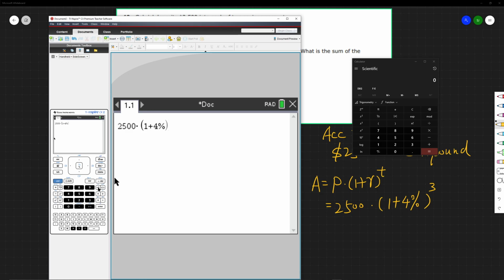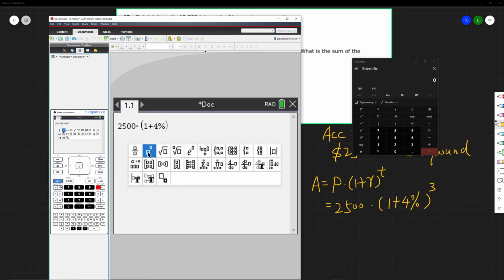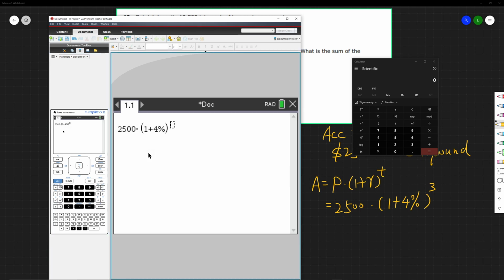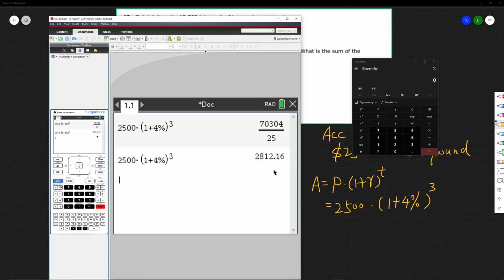So we can use the math templates here. We need to add an exponent of 3. This calculator gives us an answer in the form of a fraction, so it does not give us an approximation. So we need to use Control Enter to request approximation results in decimals, which is $2,812.16.